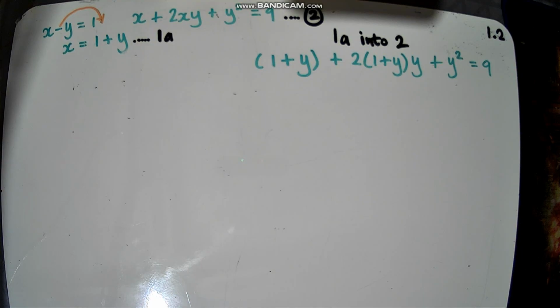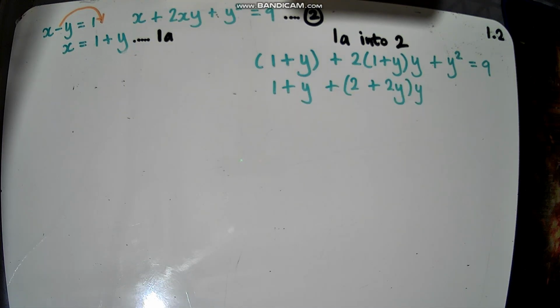Now once you've done this, go back and look here at number 2. Make sure that it's perfect. x is 1 plus y, there's that y there, and there is y squared there, and there's the 9 there. Make sure you have this perfect before continuing.